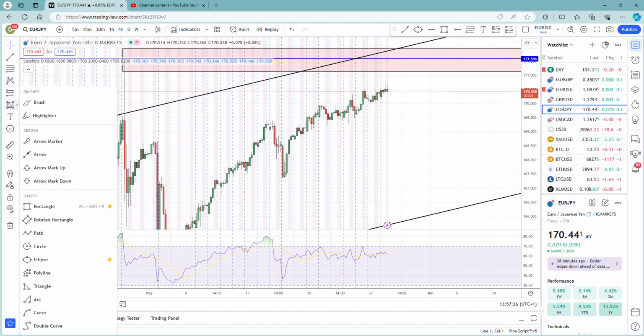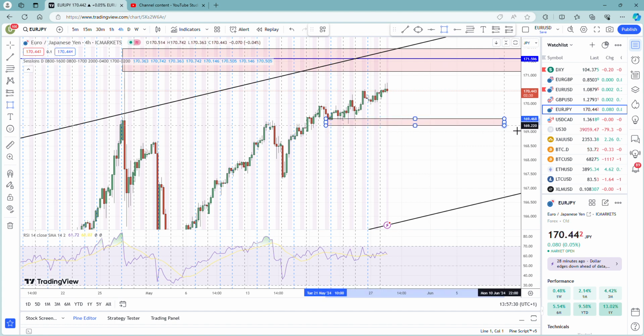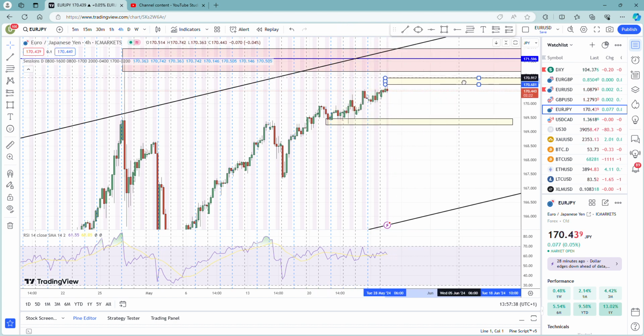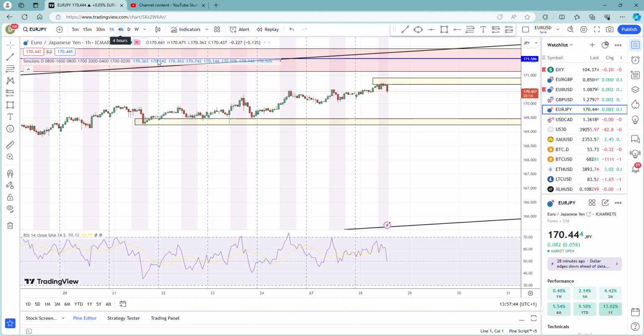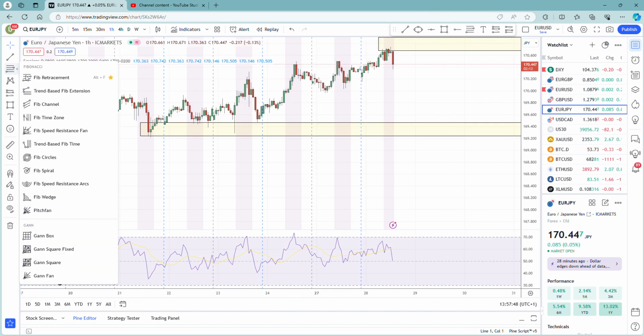Rectangle tool out, you want to mark your support level. And resistance. So it's potentially at resistance right now. It could breach higher, but it's pretty much at all-time high. You then go into a H1 time frame and you want to get this Fibonacci retracement tool out.